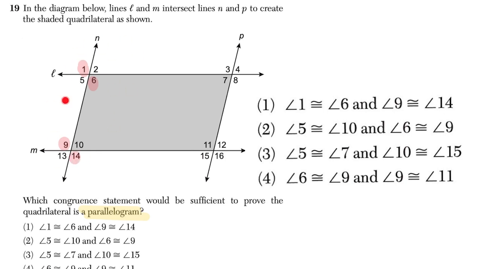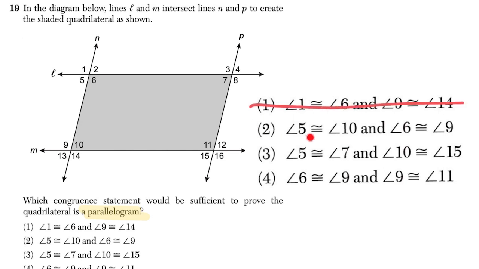Well, first we need to recognize what kind of angle relationship this is. These are vertical angles, and this would not prove that line L and M are parallel, nor would it prove that N and P are parallel. So we can rule out option 1 as a possibility. That doesn't make sense even a little bit.